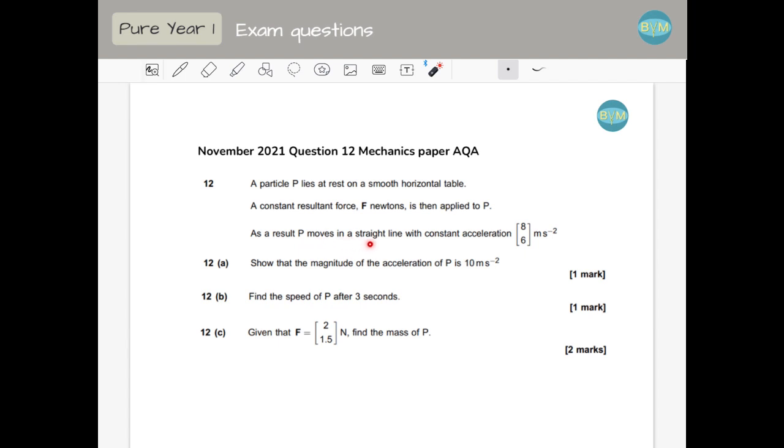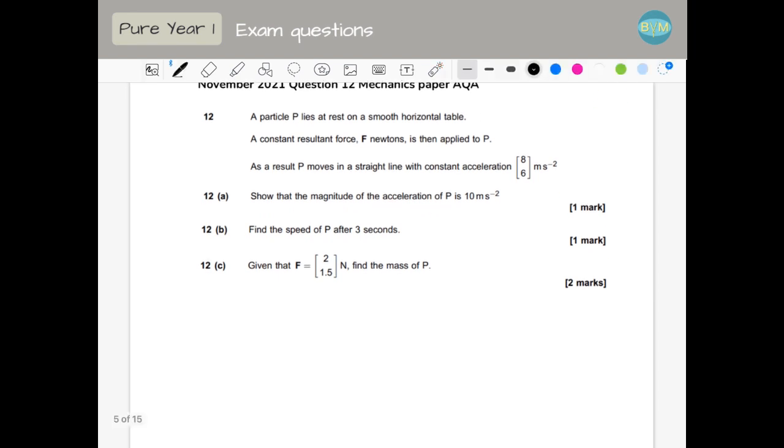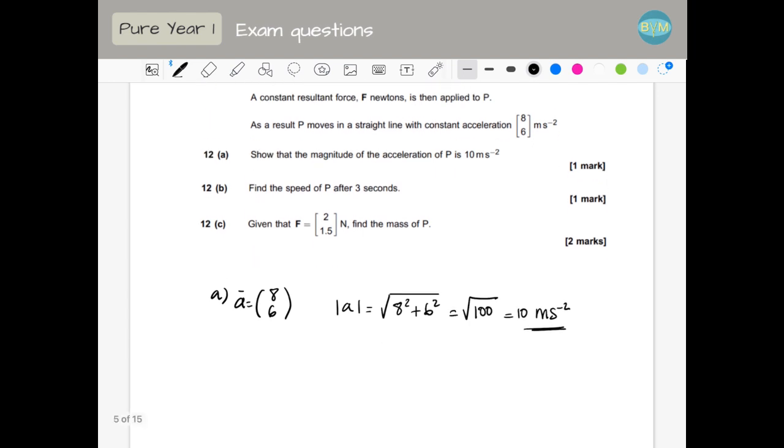As a result, P moves in a straight line with constant acceleration. This is the vector acceleration, and we need to find the magnitude of the acceleration. So we have the vector acceleration, it's just finding the magnitude. My vector is 8, 6. This is the acceleration, so the magnitude is going to be the square root of the components squared. So it's the square root of 100, which is 10. That's the first part, quite straightforward.